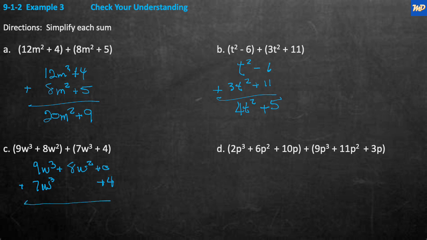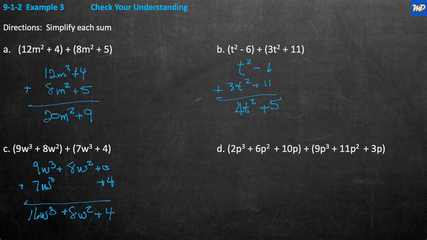We're adding them. So this is 9w cubed plus 7w cubed. 9 and 7 is 16w cubed. And then we have plus, there's no other w squared term, so it's plus 8w squared. And finally plus, there's nothing to match the plus 4. 16w cubed plus 8w squared plus 4.